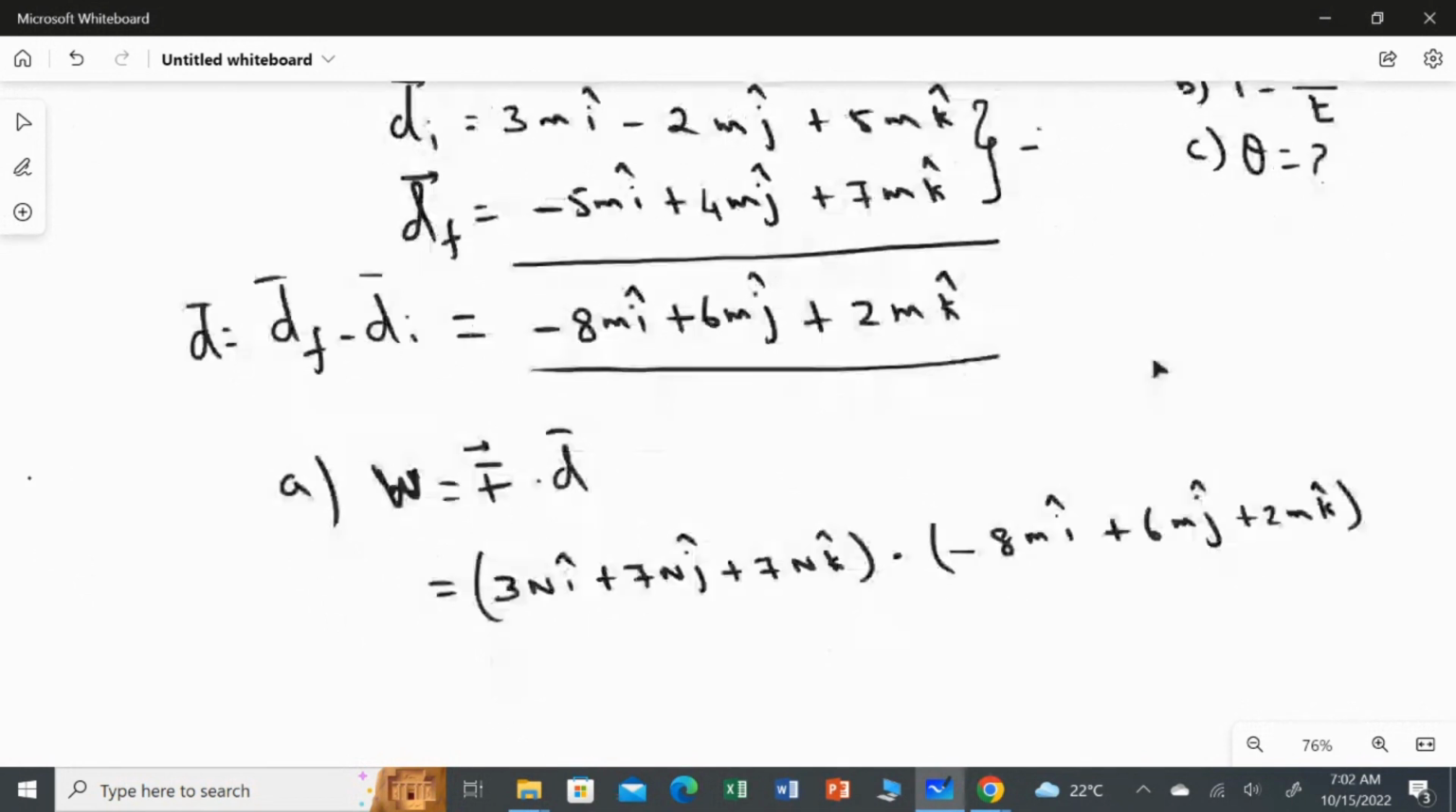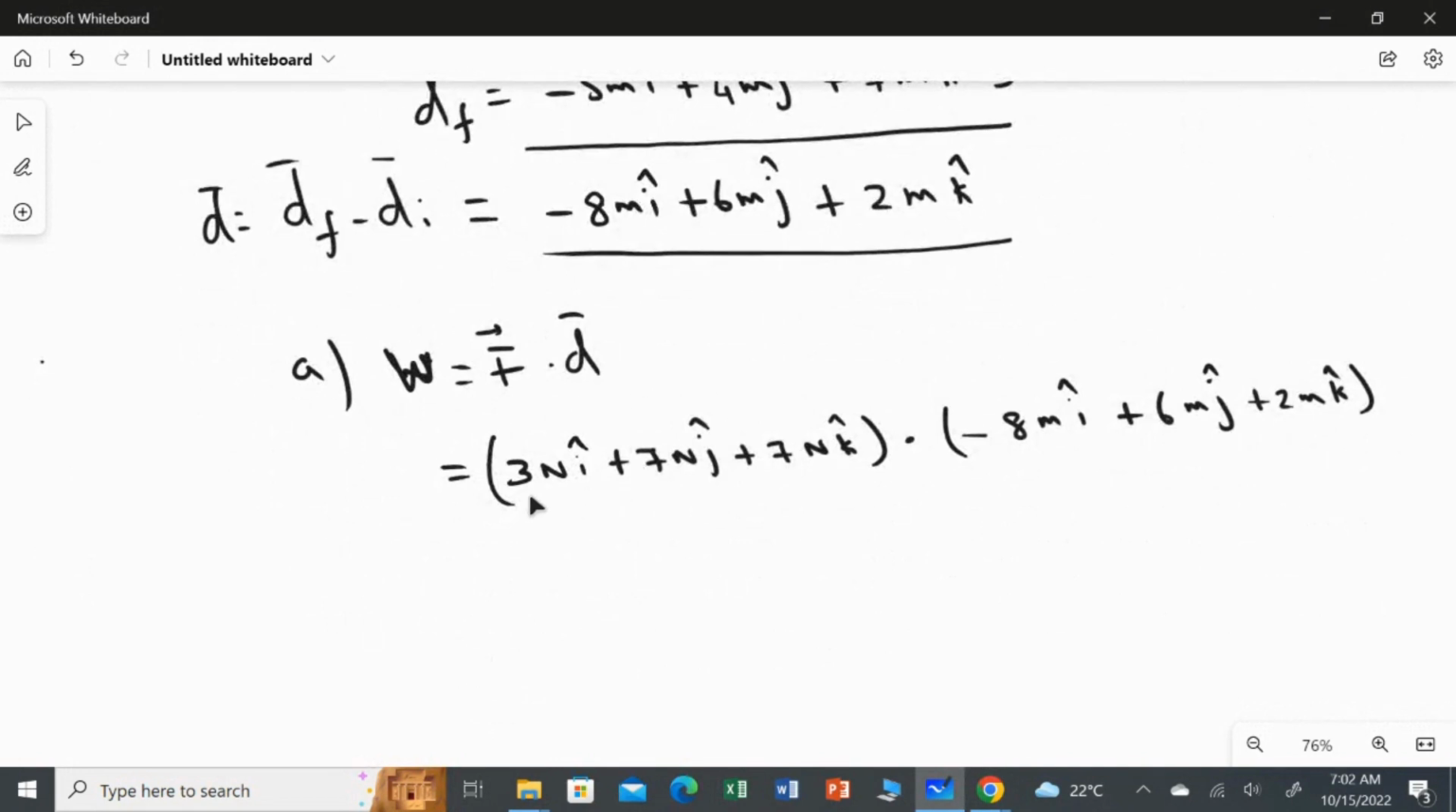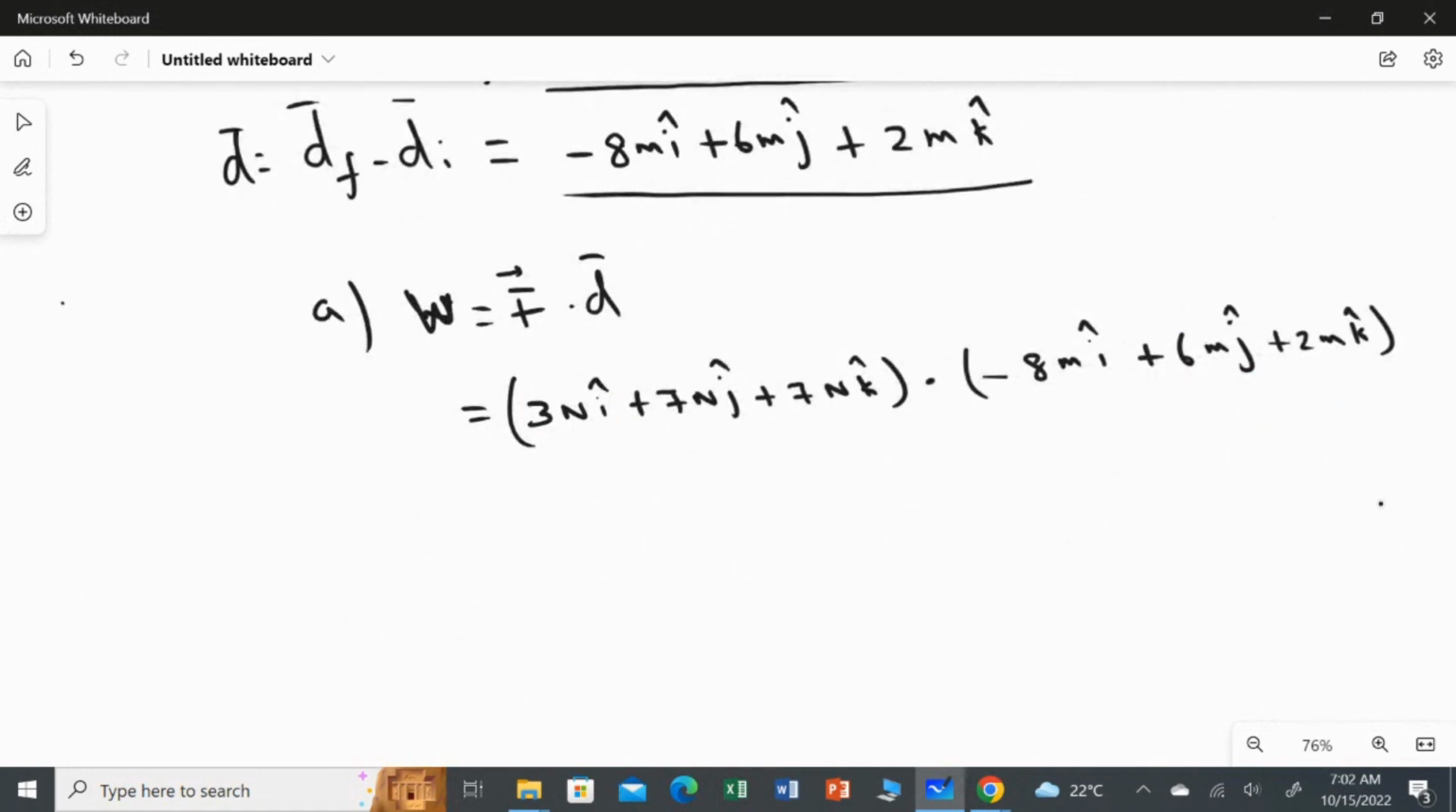What I told you just before: when you go for dot product, all the time you have to multiply i cap with i cap, j cap with j cap, and k cap with k cap. Clear? So 3 multiplied by minus 8 gives you minus 24. i cap dot i cap gives you the value of 1. It's clear? So minus 24. Then 7 multiplied with 6 gives you 42. So plus 42.